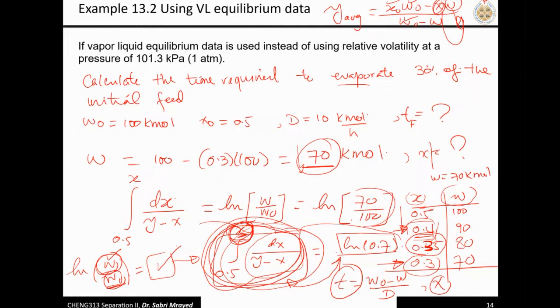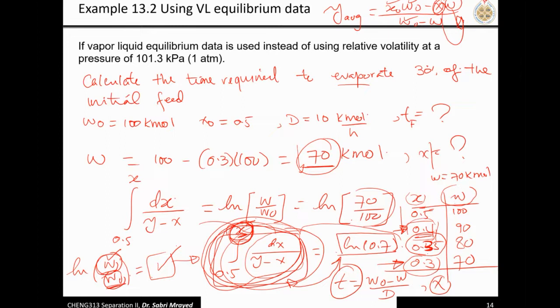So you're going to go down step by step in terms of x, and at each x you will find the integration, and from the integration you go in and find this term ln w over W0. Now you have w, and knowing W0 is given, you can do the exponent here and you can get w. Until w reaches 70, you stop. If not, then you have to continue.